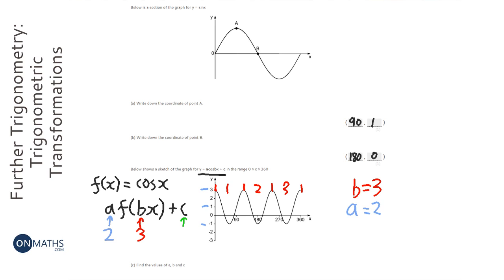And the c at the end here tells us how far it's shifted on the y-axis. If it's outside the function, it goes on the y-axis. Well, as said before, it would normally be at 1, and it's now moved up to 3. So it's moved up 2. So therefore C equals 2.